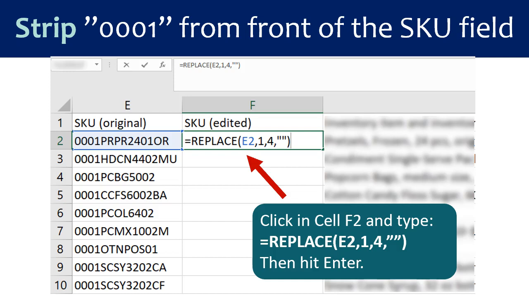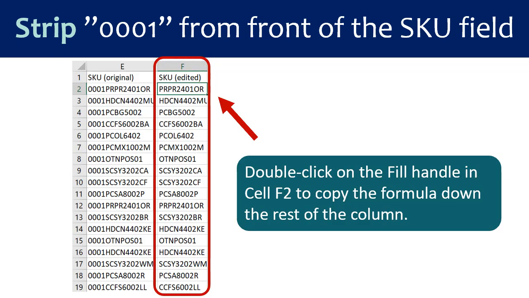Click in cell F2 and type equal, REPLACE, left parenthesis, E2, comma, 1, comma, 4, comma, double quote, double quote, right parenthesis. Then hit enter. Double-click on the fill handle in cell F2 to copy the formula down the rest of the column. You will see that the 0001 is now removed from the SKU field.